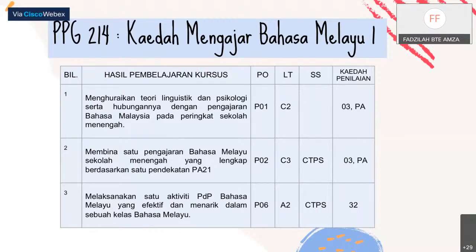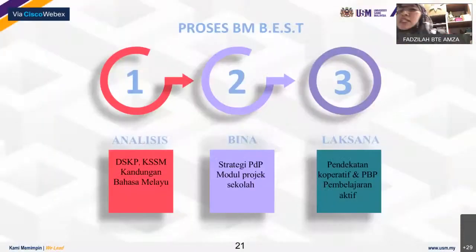So this is what I call my BM best. This is my project. I call it BM best. BM is Bahasa Malaysia, best for bestari, eclectic means you blended things together. S, systematic, is a systematic way of teaching Bahasa Malaysia. T is tekal, sustain. We want the knowledge to retain and sustain in the student.